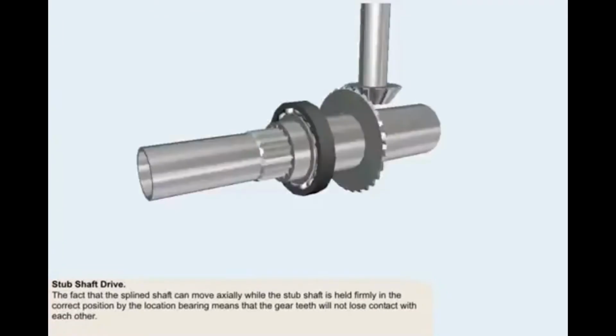The fact that the spline shaft can move axially while the stub shaft is held firmly in the correct position by the location bearing means that the gear teeth will not lose contact with each other.